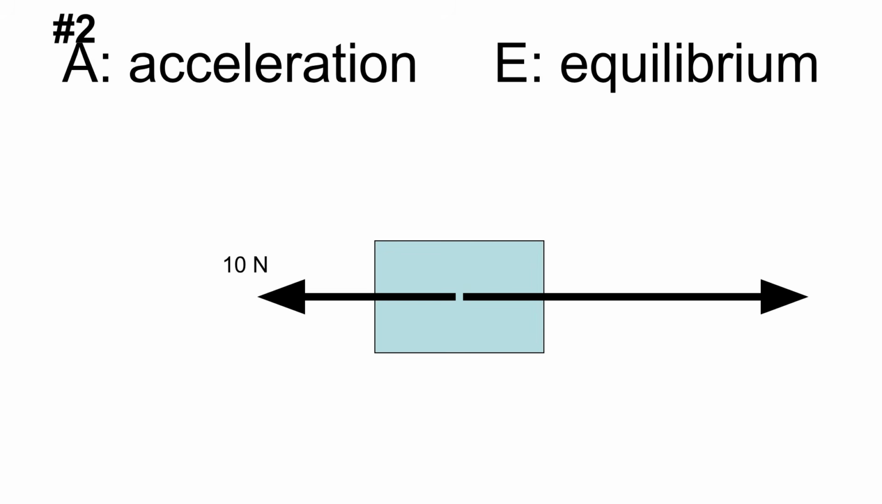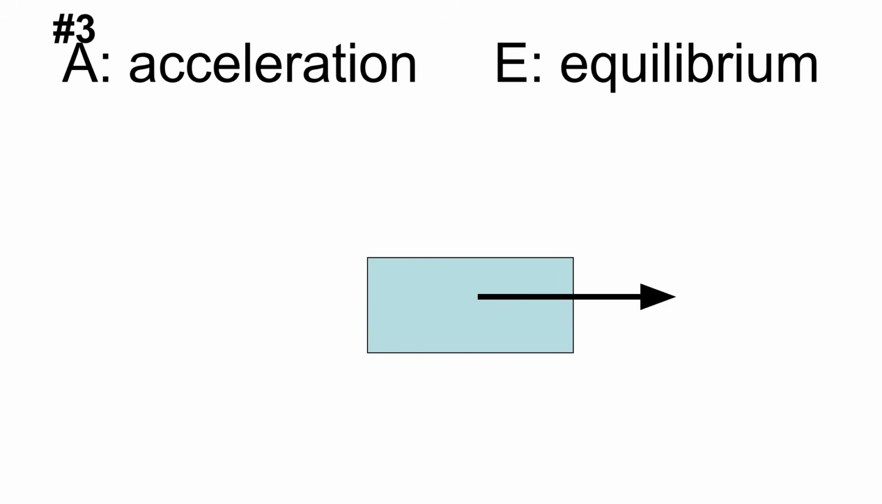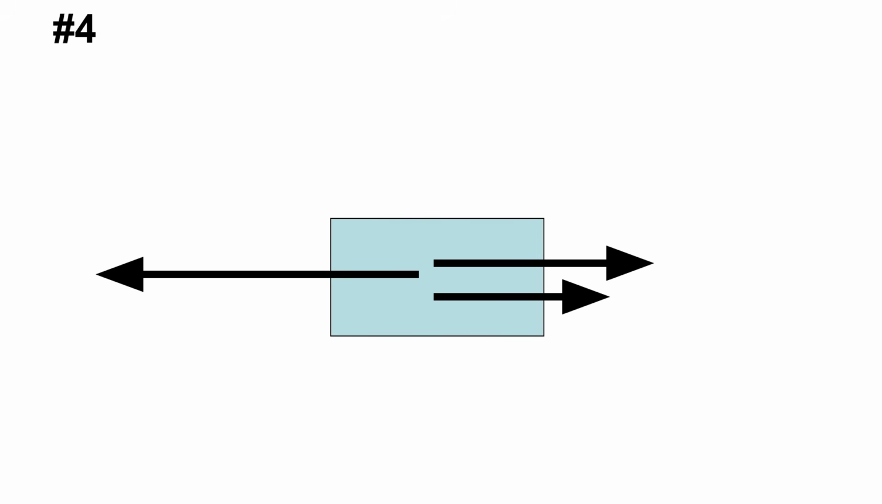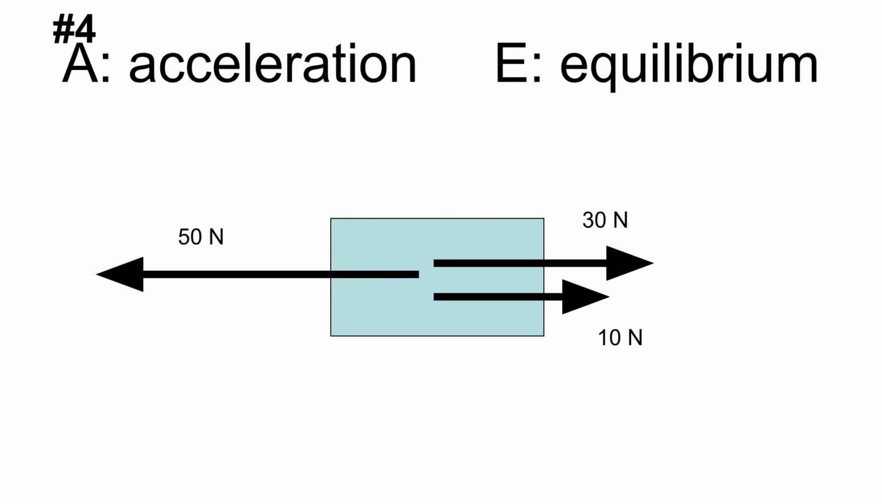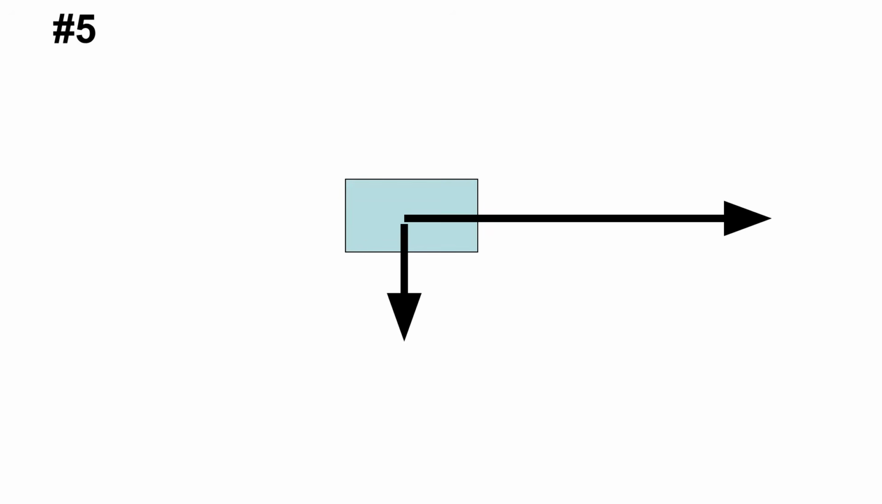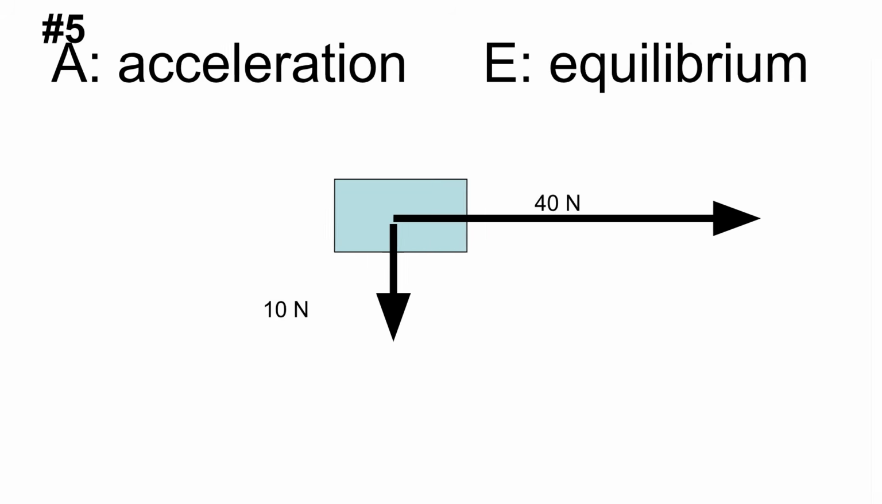Diagram number 2 shows a 10 Newton force pulling left and a 20 Newton force pulling right. Is this acceleration or equilibrium? Diagram number 3 shows a single 50 Newton force pulling the box to the right. Is this acceleration or equilibrium? Diagram number 4 shows a 50 Newton force pulling left and 2 forces pulling right, one at 30 newtons and one at 10 newtons. Is this acceleration or equilibrium? Diagram number 5 shows a 10 Newton force pulling down and a 40 Newton force pulling right. Is this acceleration or equilibrium?